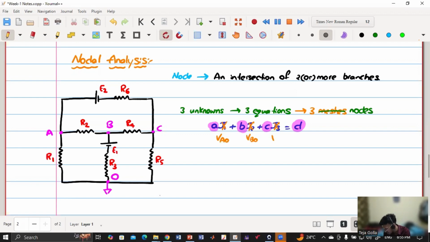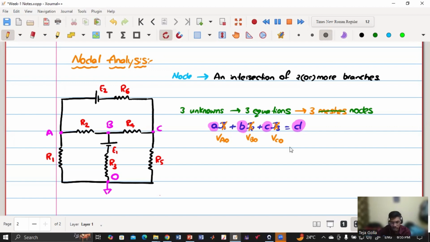Because in the mesh analysis, mesh currents are the unknowns. In the nodal analysis, node voltages are the unknowns. So in the case of current, current will be multiplied by resistance to get voltage. Now voltage will be divided by resistance to get current. So here A, B, C are inverse of resistance and D is current, whereas in mesh analysis, A, B, C are resistances and D is voltage.